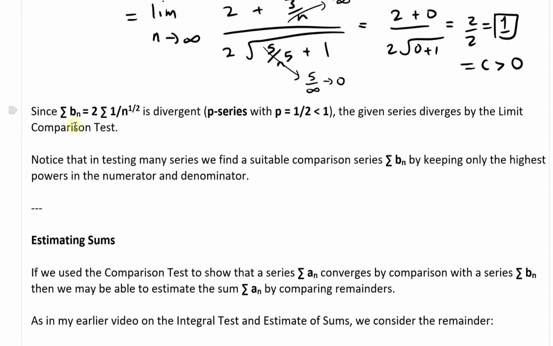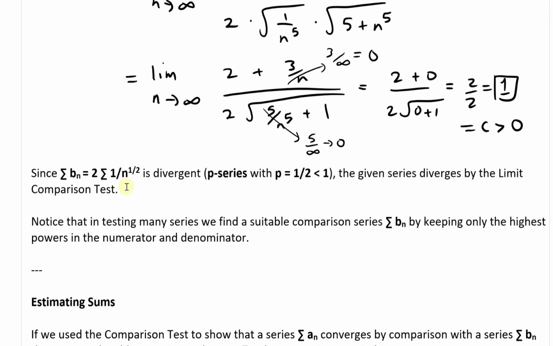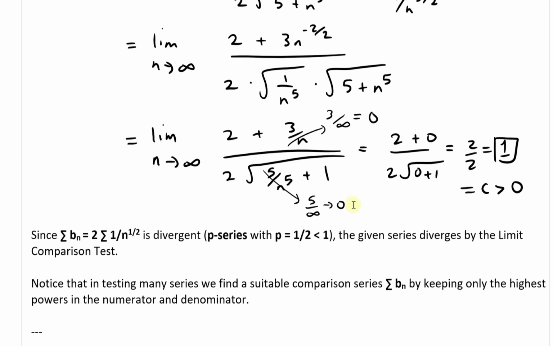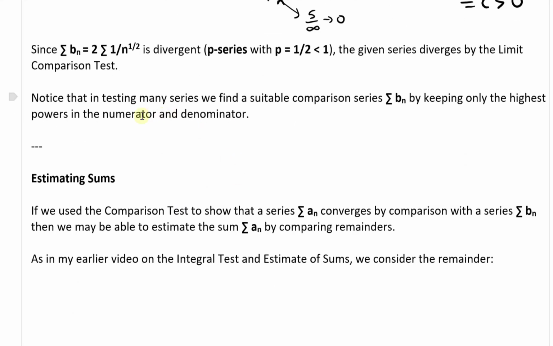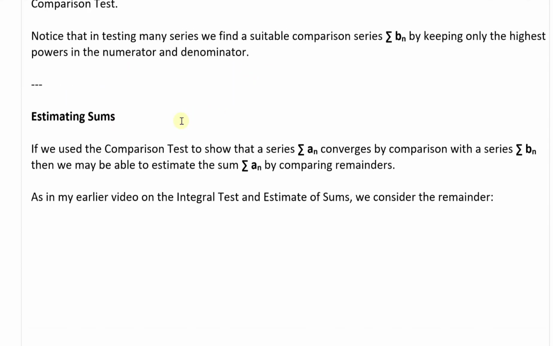Alright, so going further, since this series bn equals 2 times 1 over n to the power of 1 over 2, or square root n, is divergent, which is a p-series with p equals 1/2, which is less than 1, the given series diverges by the limit comparison test, because this is a constant c that's greater than 0. So notice that in testing many series, we find a suitable comparison series bn by keeping only the highest powers in the numerator and denominator. When you're dealing with limits to infinity, often the more dominant powers are the larger ones, the ones that are more impactful on the actual result. So those are good ways of finding series.